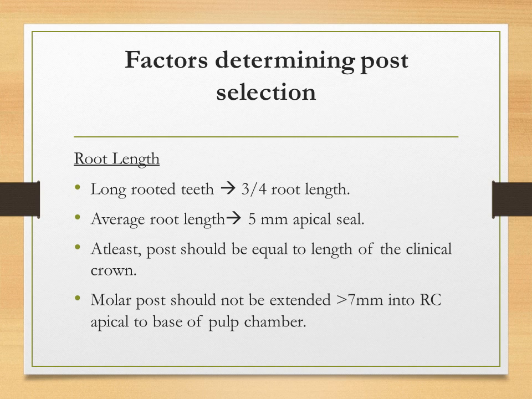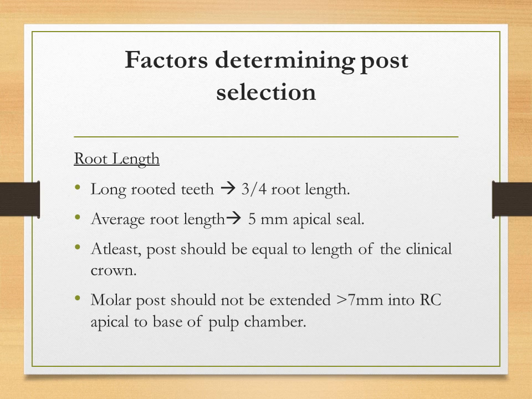So the reason why this 3 to 5 mm of apical seal was considered is that it has been seen in numerous studies that 95 to 98% of your anastomoses are found in the apical third of the root canals. So that is your lateral accessory canals, your fins, your apical deltas. They are all seen in the apical third of the root canals.